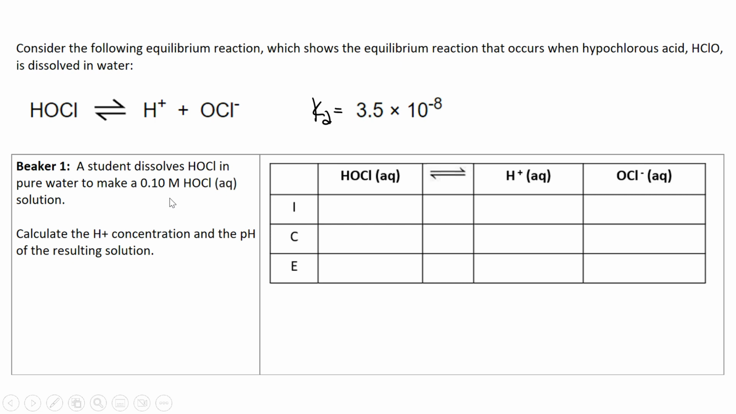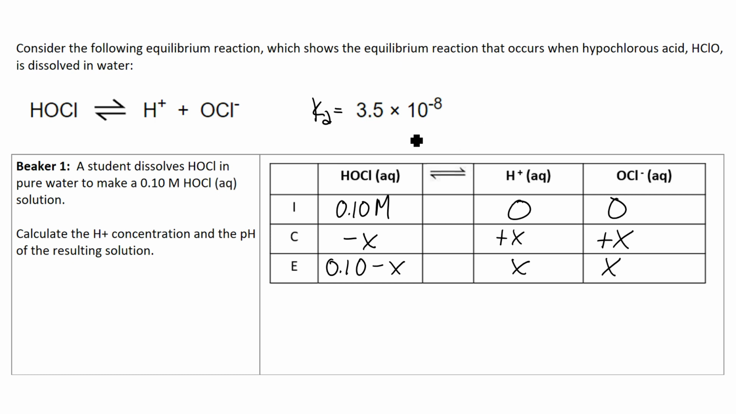So we fill out our ICE chart. I'm going to start with 0.1 molar HOCl, and I'm putting this in pure water. So the initial concentration of the ions is 0. And then I know that some of my reactant is going to get used up, and I'm going to make some product. Notice how there's no coefficients here, so it's a 1:1:1 ratio. So that's nice. So this is 0.1 minus x. This is x, and this is x.